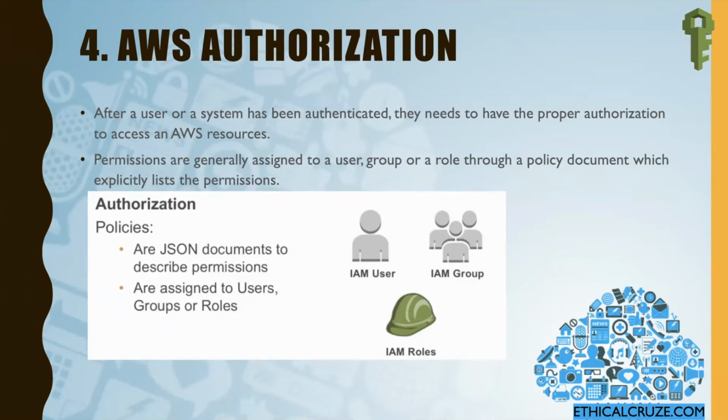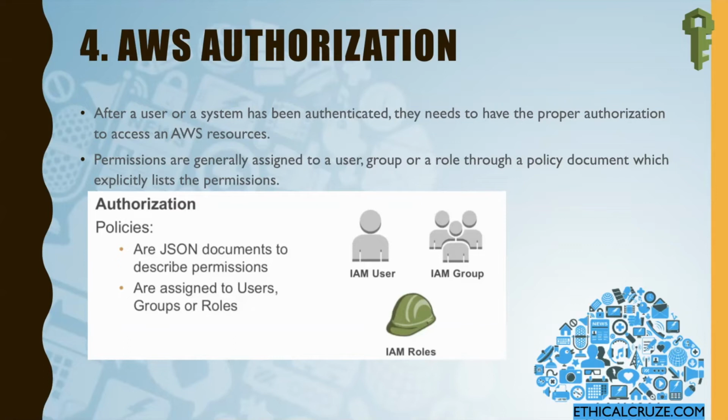Permissions are generally assigned to three types of entities: a user, a group, or a role. This is done through a policy document which explicitly lists all the permissions which the user, group, or role can follow. This policy document is a JSON document, and in this JSON document we list the permissions that the group, user, or role can follow. These permissions are then assigned to this user, this group, or the IAM role. We'll talk more about how this policy document is created and what its structure is in some later videos.